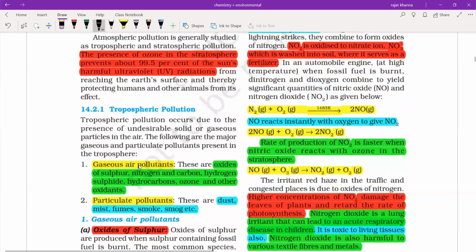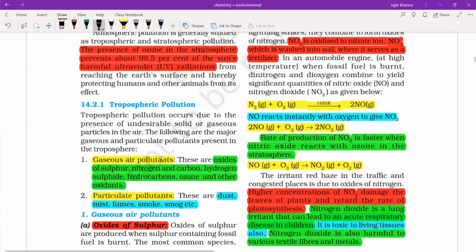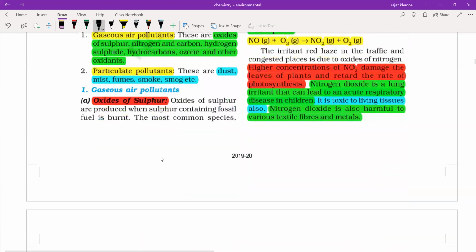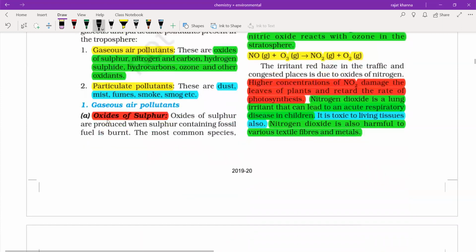Now, talking about gaseous air pollutants, there are oxides of sulfur, nitrogen, carbon, hydrogen sulfide, hydrocarbons, ozone, and other oxidants. Particulate pollutants include dust, mist, fumes, and smoke. So, gaseous air pollutants.